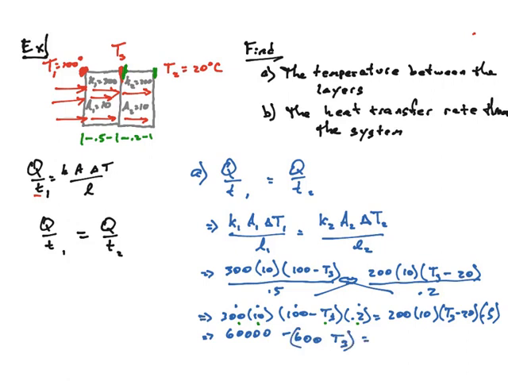And now we do the same on the right. I've got 200 times 10 times T3 times 0.5, which is 1,000 times T3, minus 200 times 10 times minus 20 times 0.5, which gives me 20,000.